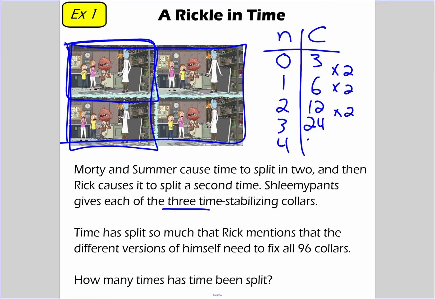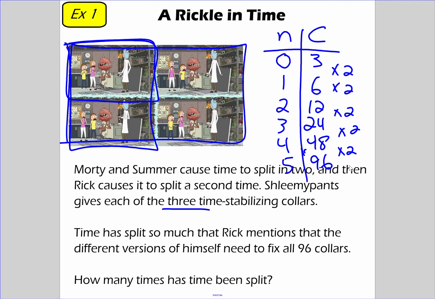Now, if we keep going with this pattern, we're going to notice that it's going to take 5 splits in order to get to the 96 Ricks, or the 96 collars that Rick is talking about. Okay, so take a second and pause the video and write down any observations. What do you notice and what do you wonder?